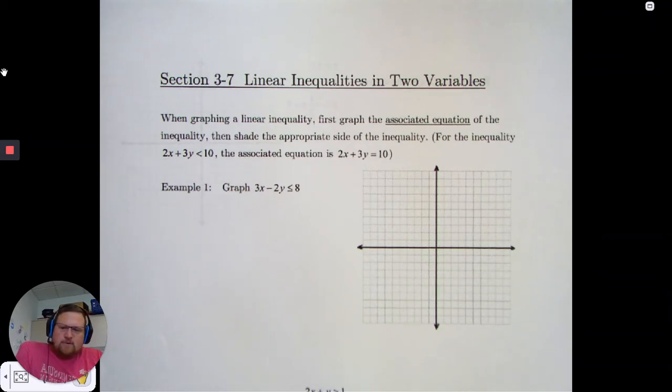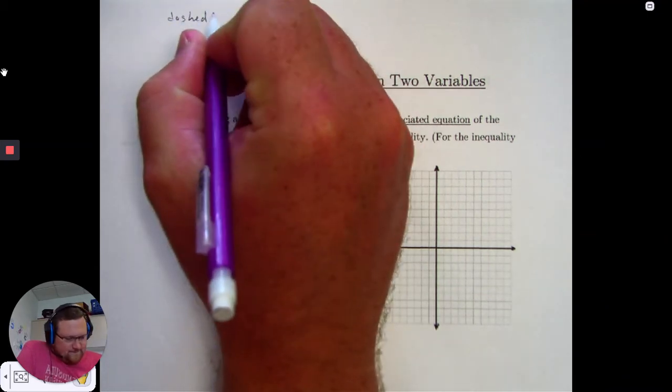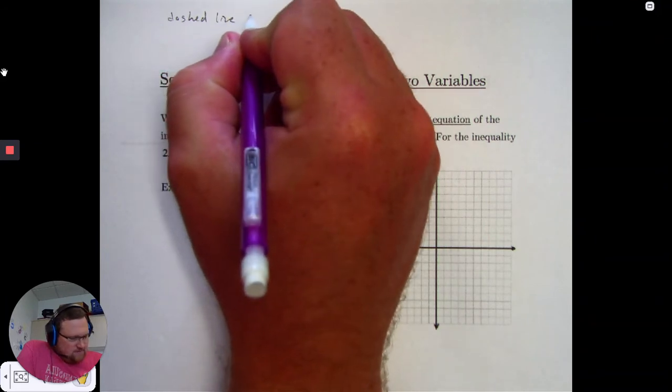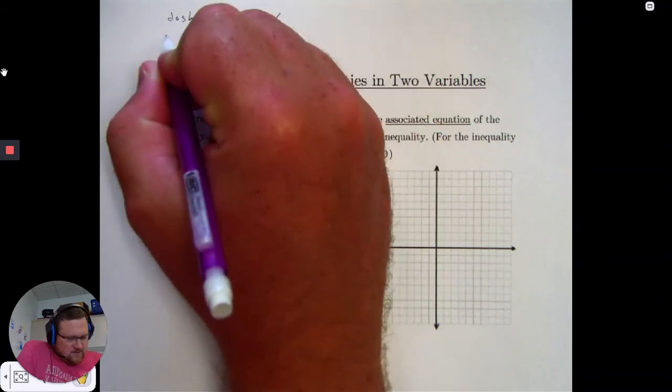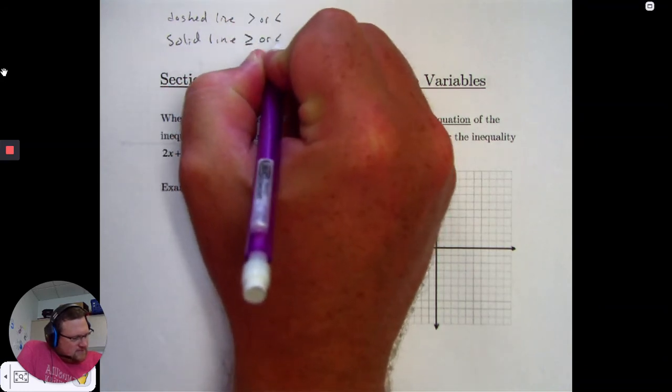So a couple things to remember. Just like when graphing a single variable, you have an open circle or a closed circle, which depicts if it's an or equal to, or it's just a greater than or less than. It's the same exact idea here, but here we use a dashed line to represent when we have a greater than or a less than. So dashed line, okay, for greater than or less than. Okay, and we use a solid line for greater than or equal to or less than or equal to.